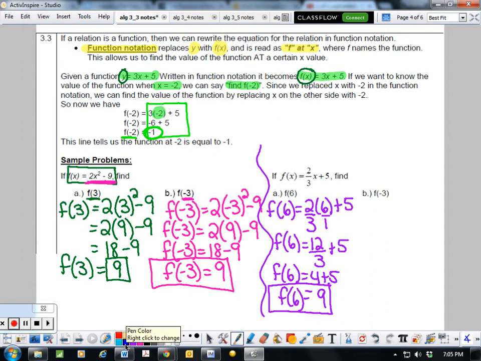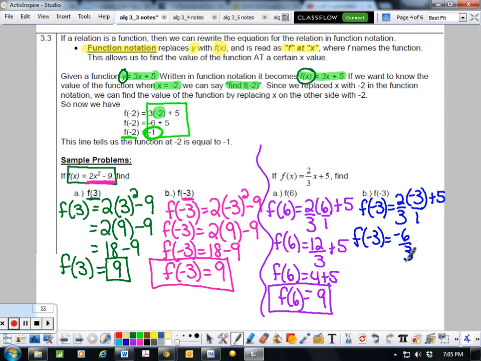And for our last one, we're doing the same thing. Now we're going to plug in -3. So the value of my function at -3 is 2/3 times -3 plus 5. And again, I could put that over 1. I times the top. I times the bottom, so I get -6 over 3. And then I divide. The negative 6 divided by 3 gives me negative 2. So negative 2 plus 5 is 3. So the value of my function at negative 3 is equal to 3.